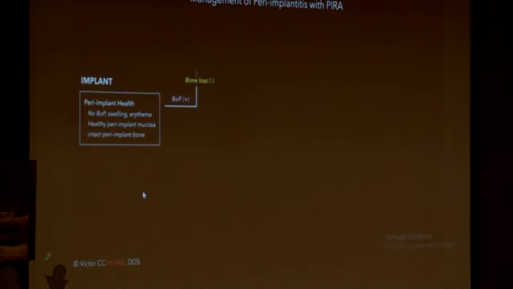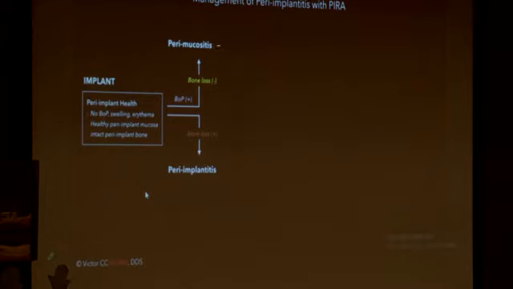You might understand this is the first step. Once, maybe half a year for a routine checkup, if you find the patient is bleeding on probing at the implant site without any bone loss, you might end up with peri-mucositis. Otherwise, you will end up with peri-implantitis. So for peri-mucositis, you have to remove the plaque.